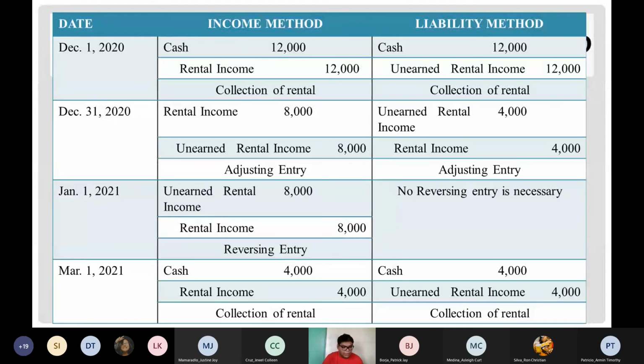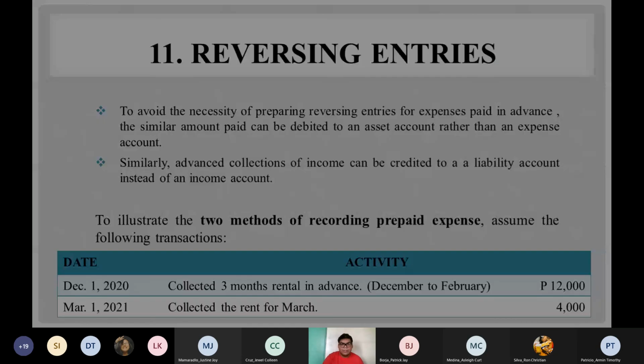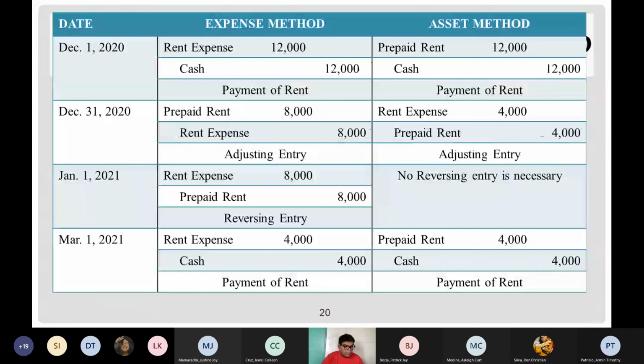As mentioned earlier, as per the book, to avoid the necessity of preparing reversing entries, the asset method for recording expenses paid in advance, so ito yan, prepaid rent, can be used so long as it will be used consistently. So, ibig sabihin, pag ginamit mo yung asset method, tuloy-tuloy na siya, prepaid rent, prepaid rent.